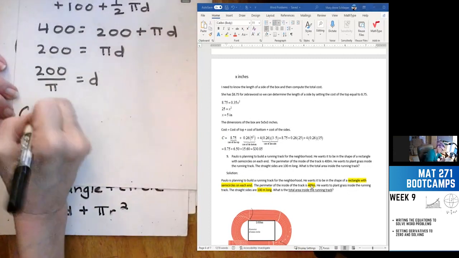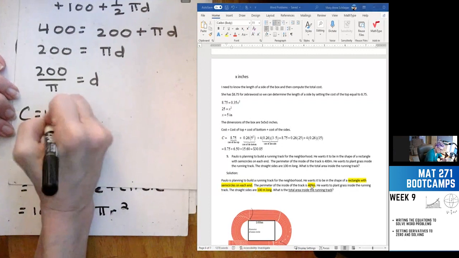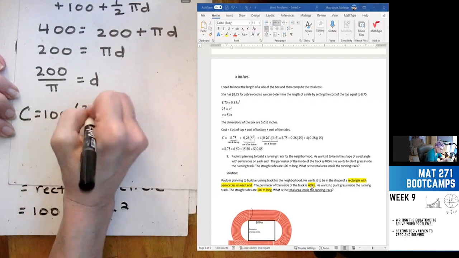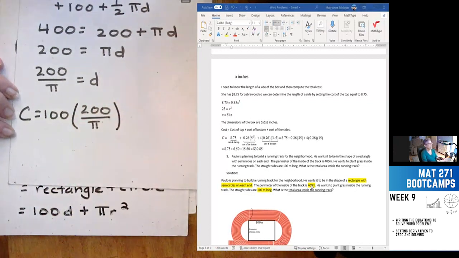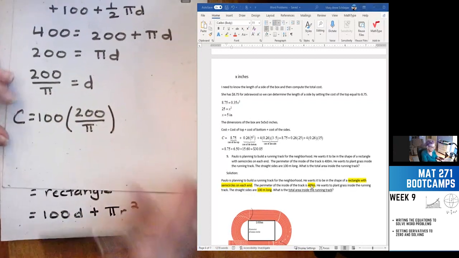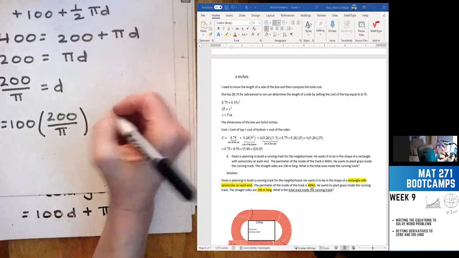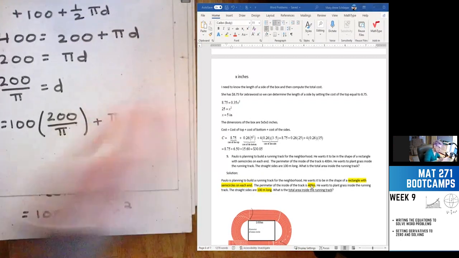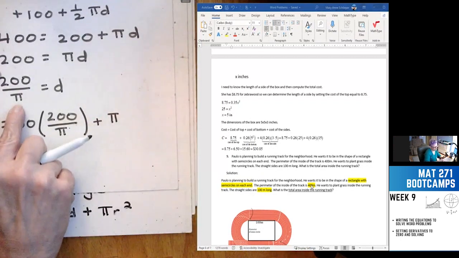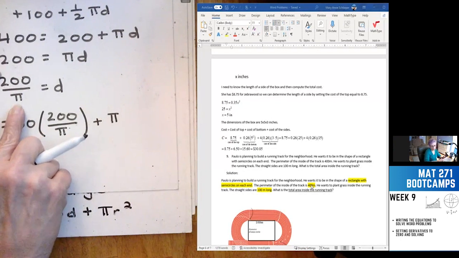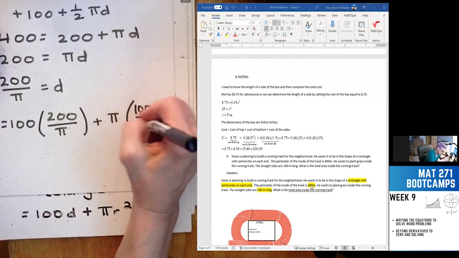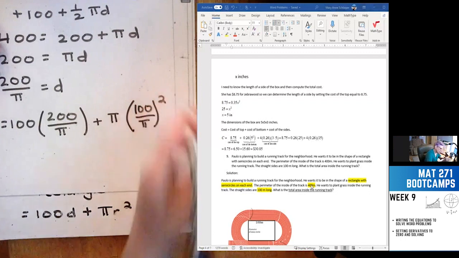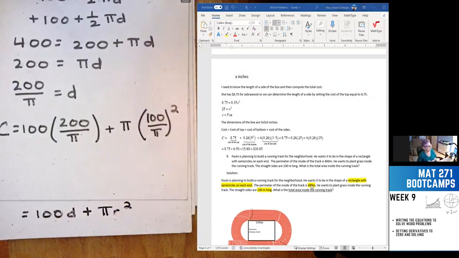Now, the area has to be equal to 100 times 200 over pi. That's the area of the rectangle part, plus pi. And if the diameter is 200 over pi, then the radius is 200 over pi divided by 2, which would be 100 over pi, squared.